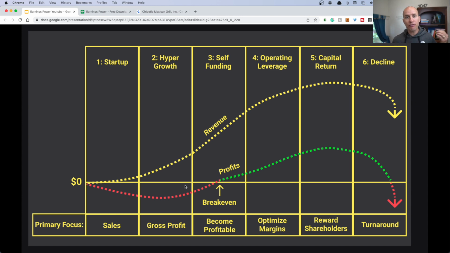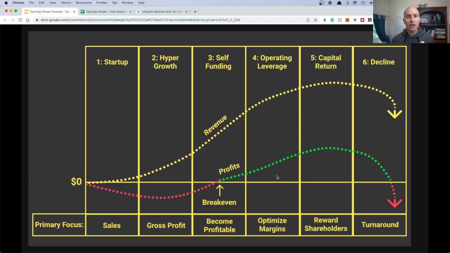And at different phases in the cycle, management teams are focused on different things. Early on in phase 1 and phase 2, management is hyper-focused on sales and eventually growth profit, but they are not focused on earnings. It's only in stage 3 that they start to focus on actually becoming a profitable business. And then in stage 4 and stage 5, they're focusing on optimizing margins and rewarding shareholders.